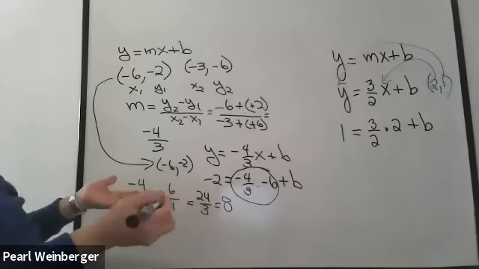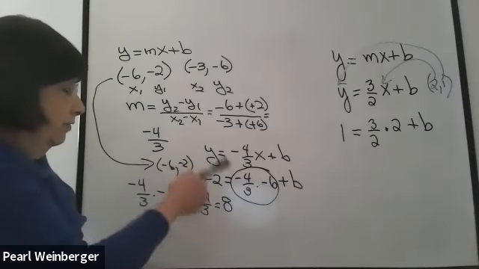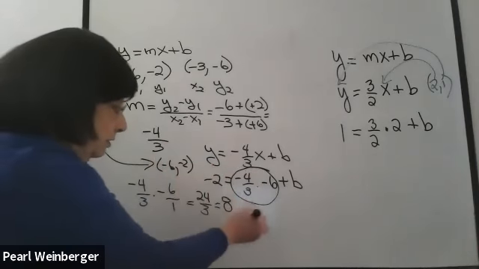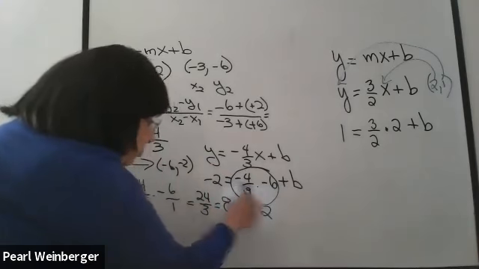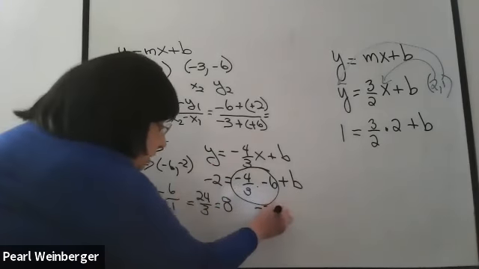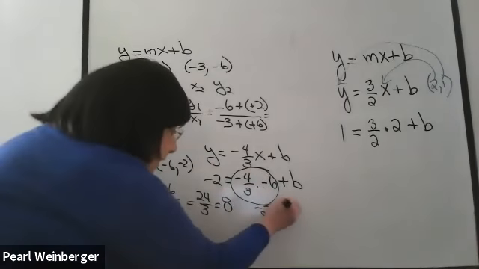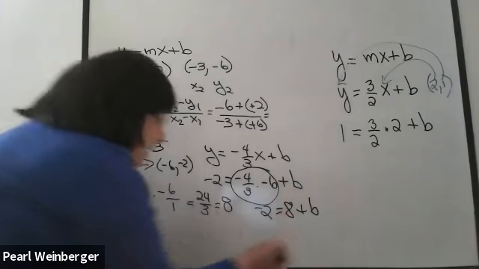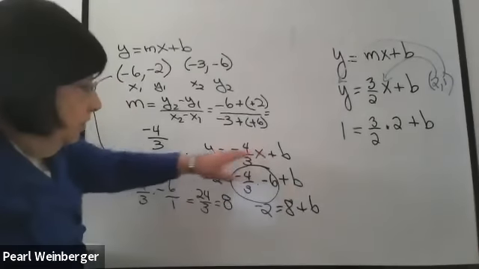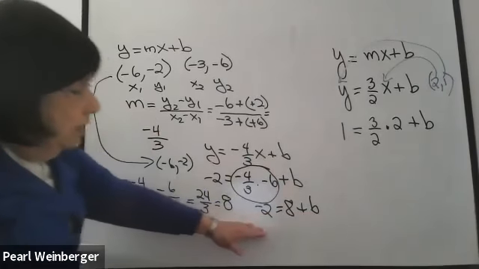Okay, so we're almost finished. Yes, I saw in the chat, you were right. Now I have to put it in. This gave me -2. That stayed -2. The -4 times the -6 became 8. And the plus b. Once I figure out what this is equal to, the equation becomes very easy to solve.